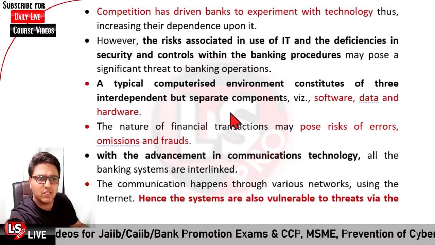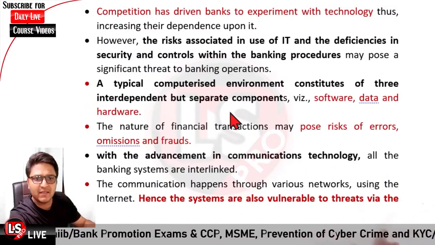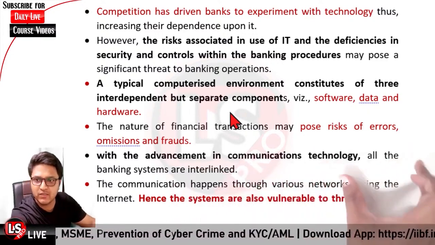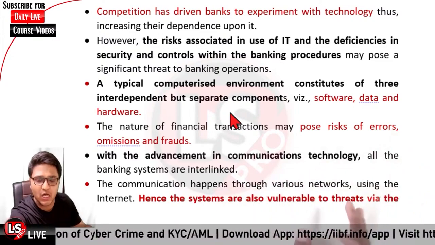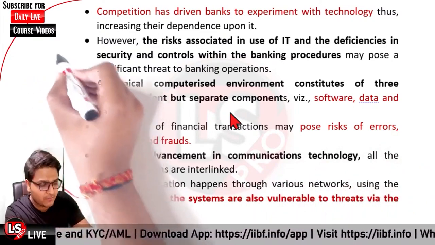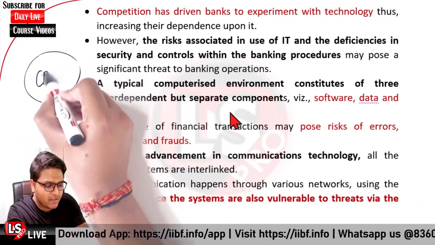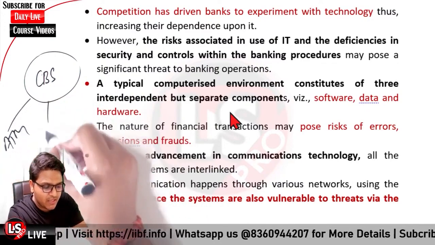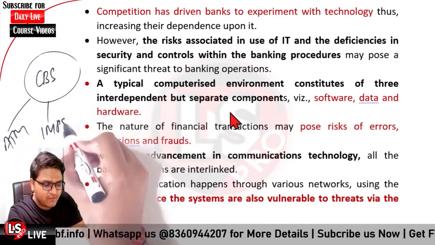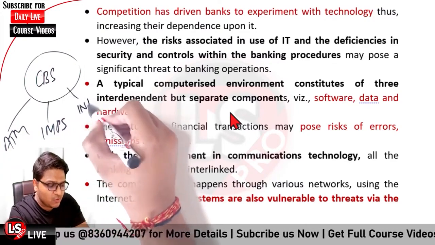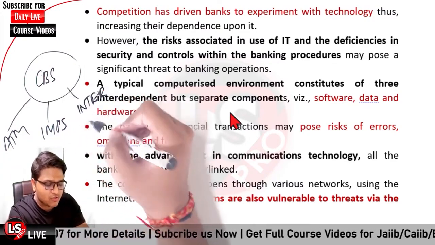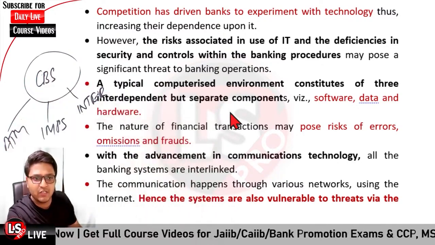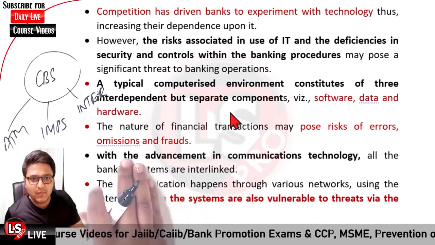So with the advancement in communication technology, all the banking systems are interlinked, because we are using networking in the computer system itself while providing the services. How is it in a network? Now let us look at it: we have the core banking solution where ATM machines are linked, IMPS, or we can say mobile services, are linked, there are the internet banking users, and further all the delivery channels are linked to a single network itself.